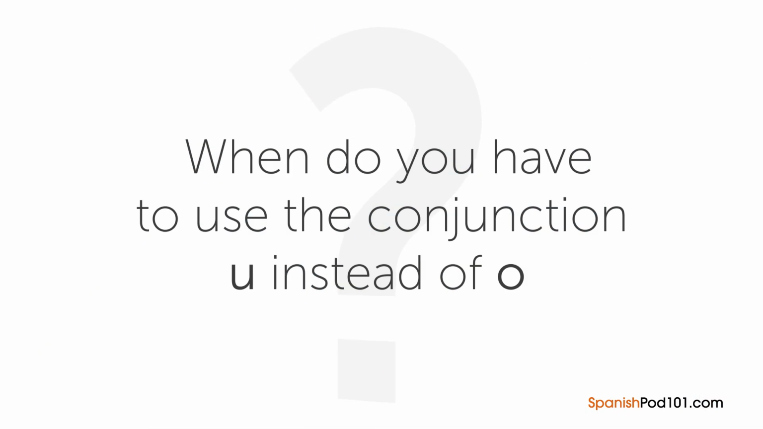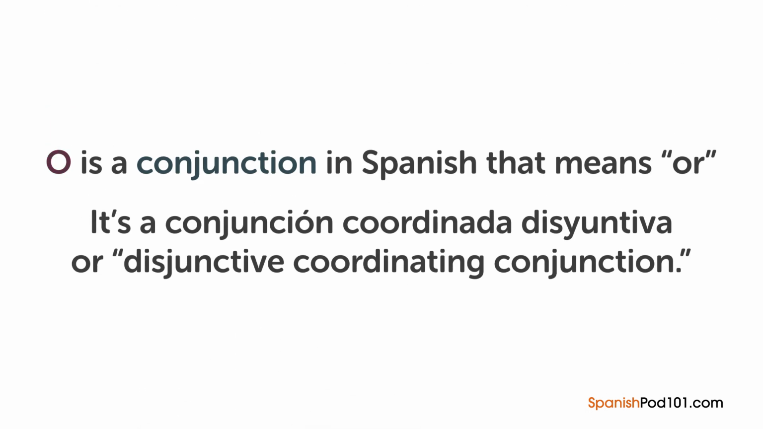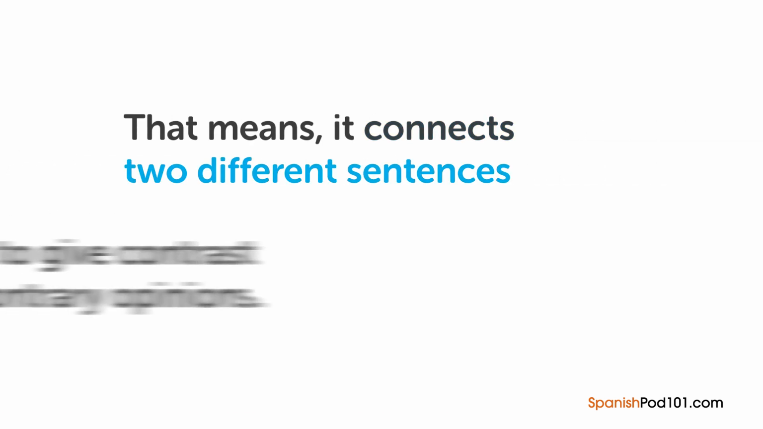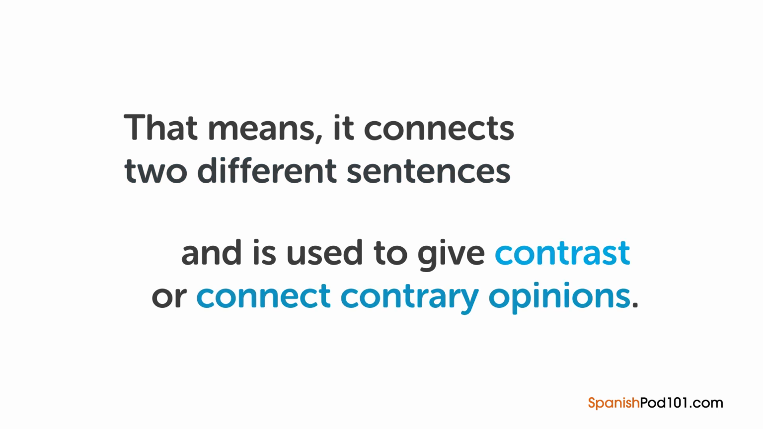The question for this lesson is: when do you use the conjunction U instead of O? First, let's go over some background information on how to use O. O is a conjunction in Spanish that means or. It's a conjunción coordinada disyuntiva, or disjunctive coordinating conjunction. That means it connects two different sentences and it's used to give contrast or connect contrary opinions.